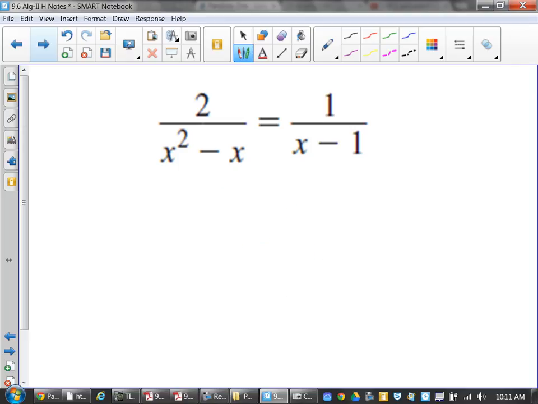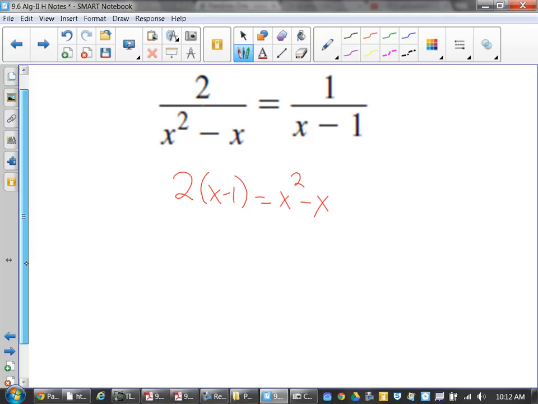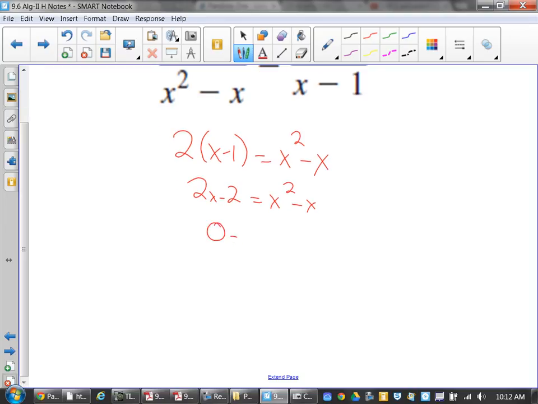All right. This is the example when you have fraction equal fraction. Since there's nothing else being tacked on, no plus 2 or minus 6 or anything like that, you can go ahead and cross multiply. In doing so, you wind up with 2 times the quantity x minus 1 equals x squared minus x. So 2x minus 2. Which way am I moving stuff, do you think? To the right side? So we have 0 is going to equal x squared, subtract the 2x, so it'll be minus 3x plus 2.